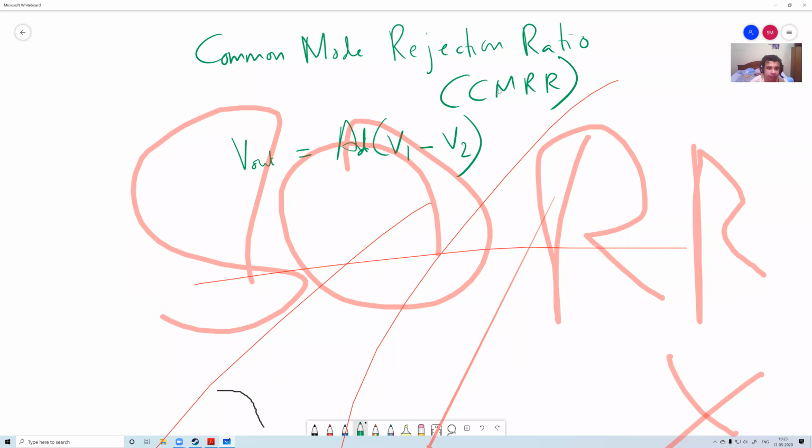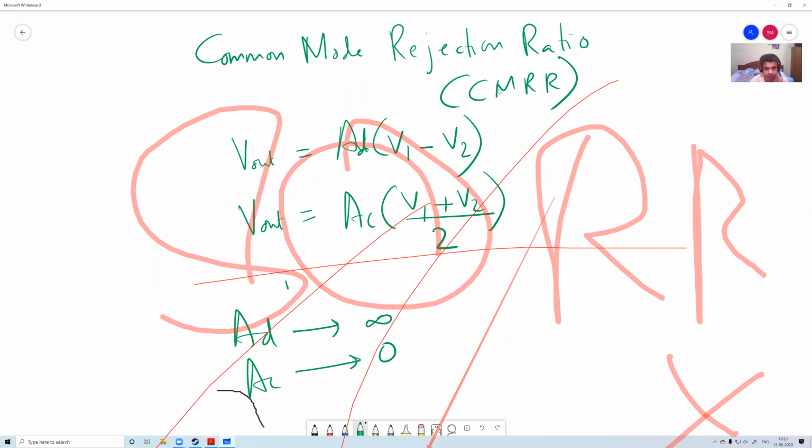I forgot, my mistake. And there is another type of gain that is called the common mode gain, that is AC. That is the common mode voltage, right? For ideal op amps, AD is infinite and AC is zero, ideally. For practical op amps, AD is very large and AC is very small, but still AD is less than infinite and AC is greater than zero.